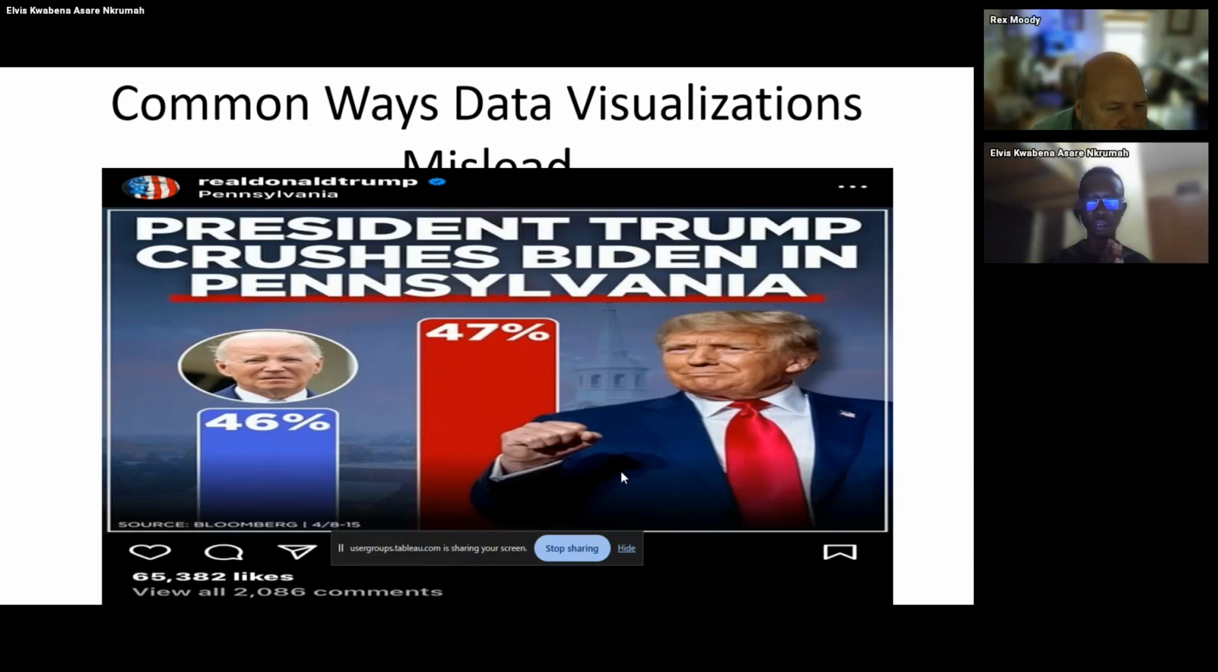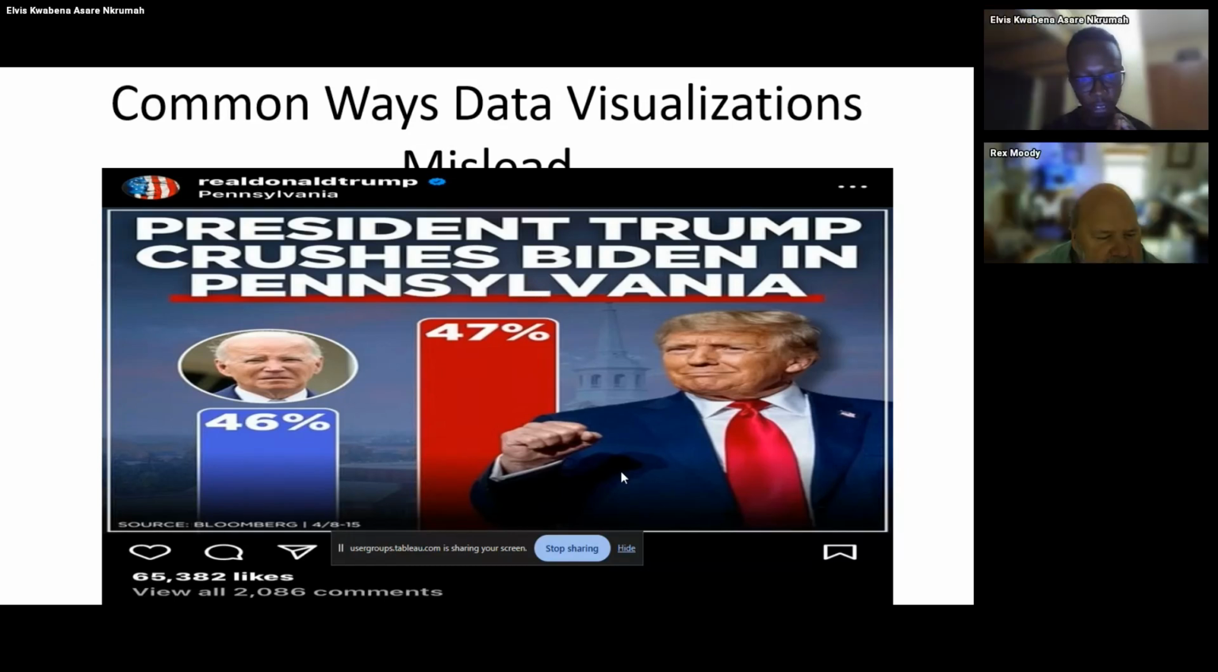Yeah, it looks like they didn't use a zero axis. Yes, great. Thank you very much.